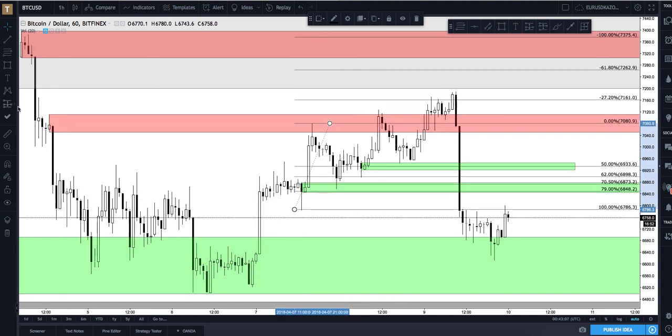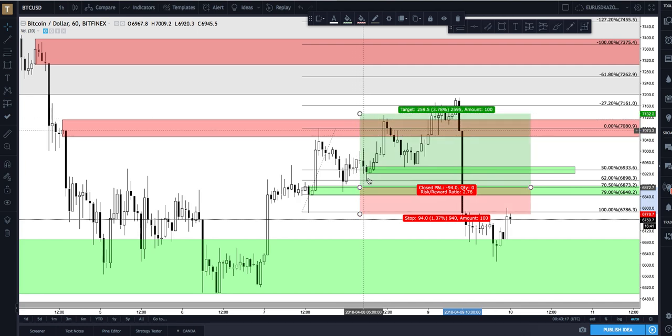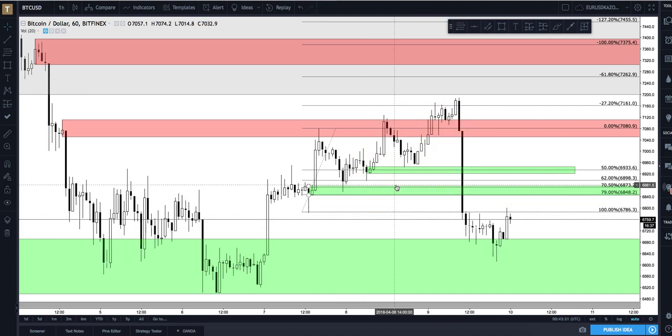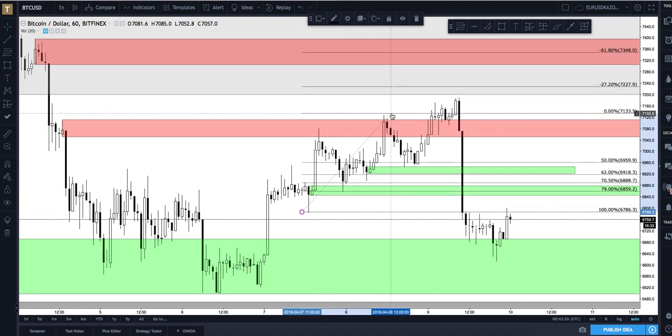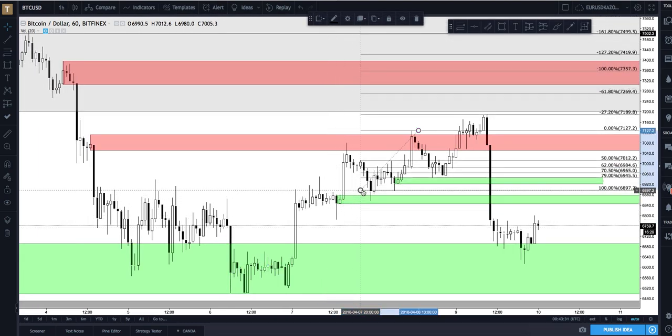So your entry, 70.5 below the swing low. We targeted these stops up here. That was the trade. There is another one here that, yes, you didn't get the full move that you wanted, but you still got a good move here by getting long on this retracement.